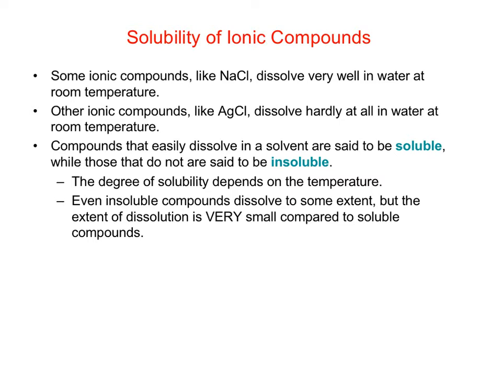So, when ionic compounds dissolve in water, we say that they dissociate. They split up into their respective ions, and that's what happens with compounds like sodium chloride that do readily dissolve in water. But other ionic compounds, silver chloride is one example, dissolve barely at all in water at room temperature. And so compounds like sodium chloride that dissolve easily in a solvent are said to be soluble. Those like silver chloride that don't dissolve very much at all are said to be insoluble.